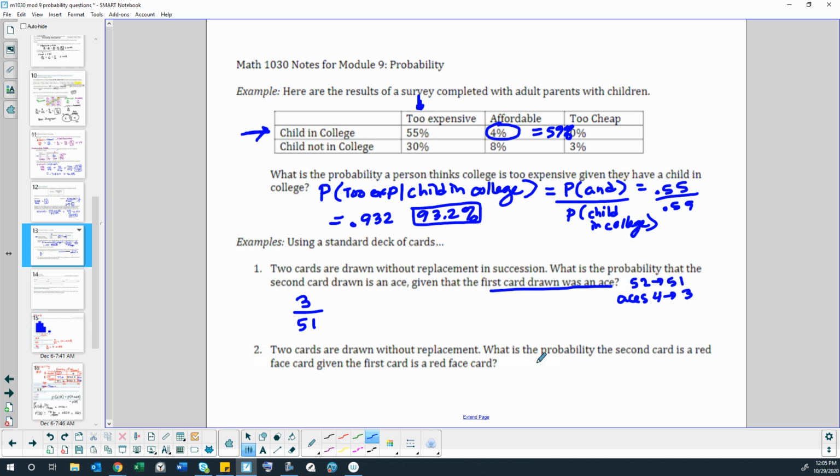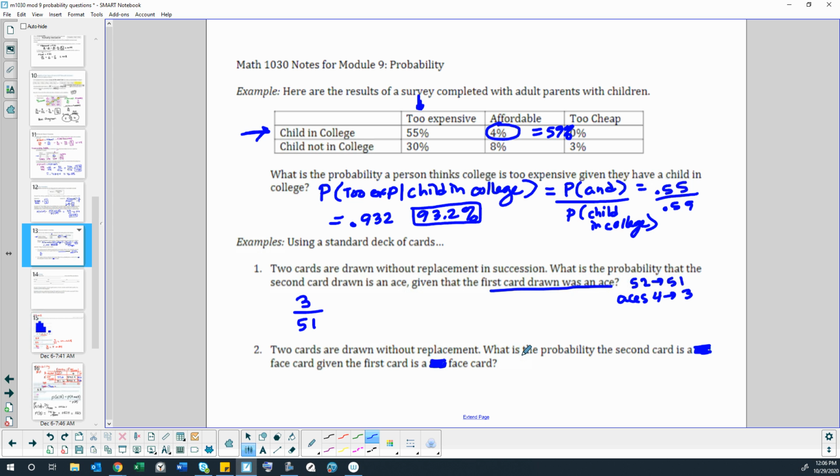Next, 2 cards are drawn without replacement. What is the probability the second card is a red face card, given the first card is a red face card? Now, if you watch the author of the book on his video of this, he makes a mistake. So in order for me to correct the mistake that he makes in his video, we're actually going to take out the word red, because he does the problem just given that it's a face card, not that it's a particular color of face card.